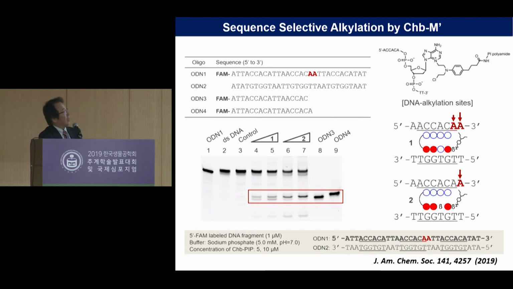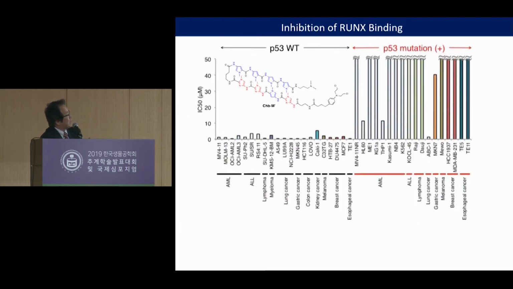The molecule selectively alkylates the target adenines, shown here by gel electrophoresis, and we identified the adduct using the oligonucleotide experiment. The molecule showed relatively strong cytotoxicity against various human cancer cells, including AML, ALL, colon cancer, breast cancer, and so on. However, some other groups didn't show strong efficacy.